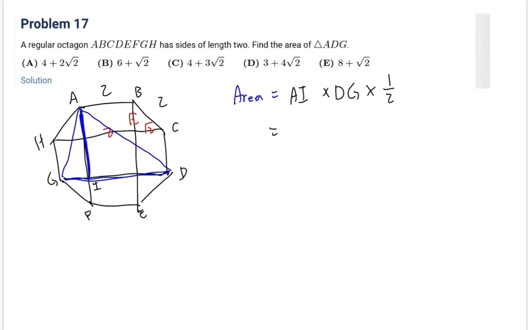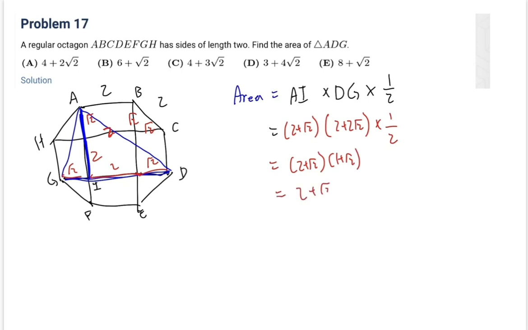So AI is, if this is 2, this is surely root 2, and this is same as here, so this is also root 2. So AI is 2 plus root 2 multiplied by DG. DG is, this is 2, this is root 2, this is also root 2. So 2 plus 2 root 2 times 1/2. This is 2 plus root 2, and then put this here, and then we will get 1 plus root 2. This is 2 plus root 2 plus 2 root 2 plus 2 equals 4 plus 3 root 2, which is C.